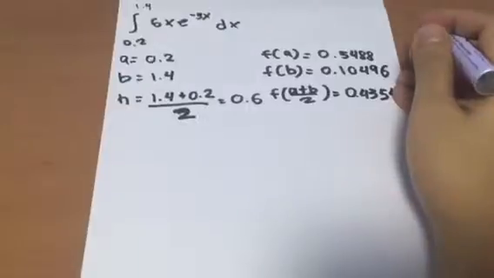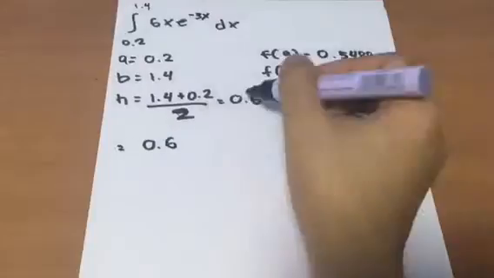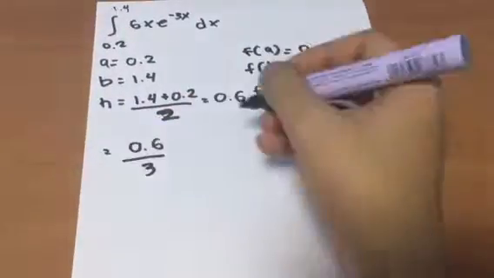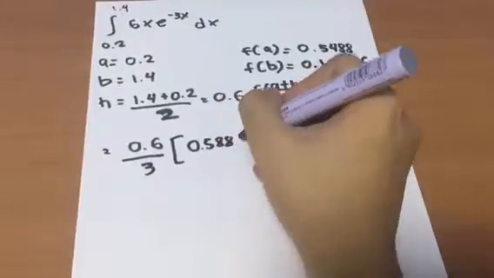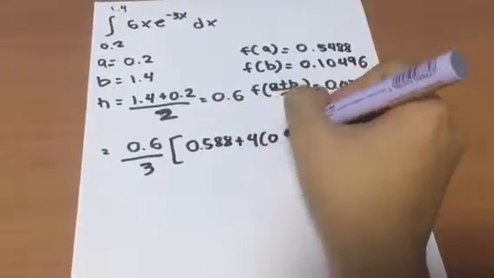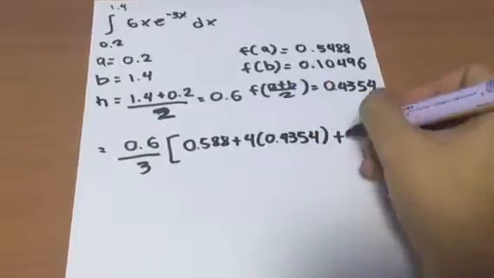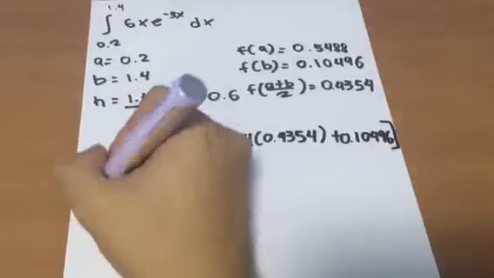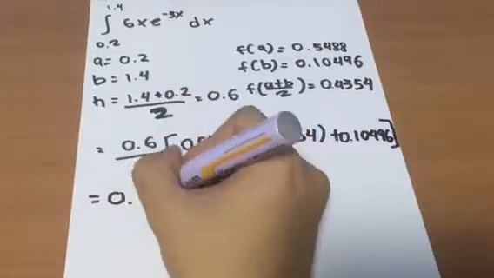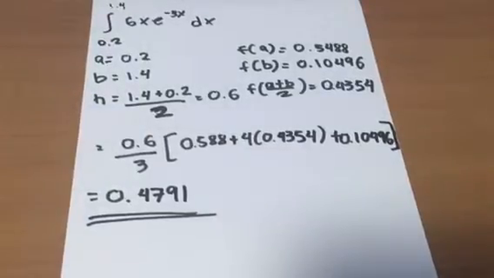After getting those, we just plug them into the main equation. We have 0.6 over 3, or our h over 3, times f of a, which is 0.5488, plus f of (a plus b over 2), which is 0.4354, plus 0.10496, and we have 0.4791.